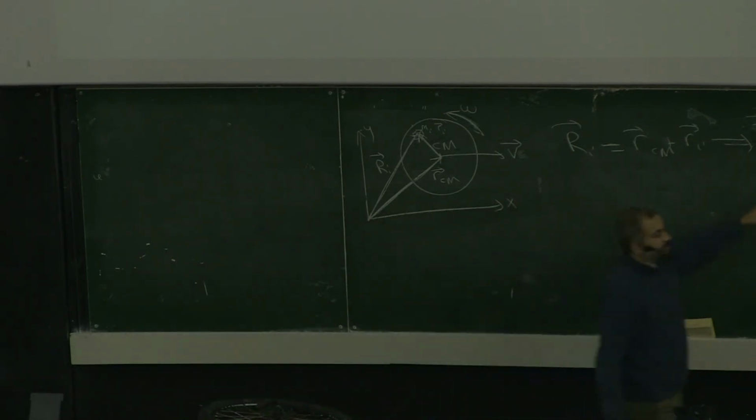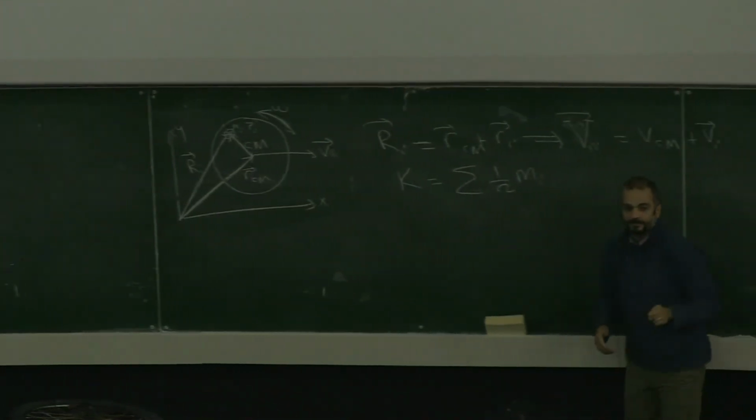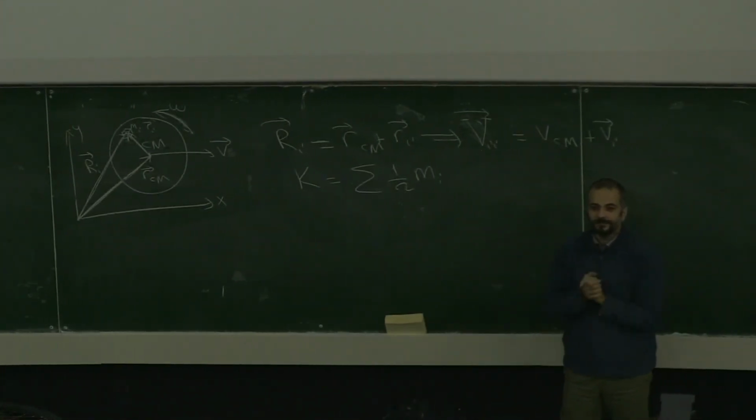Now I can just write down the kinetic energy of the system. Now the kinetic energy of the system, 1/2, the mass of that system is mi. Okay, question.